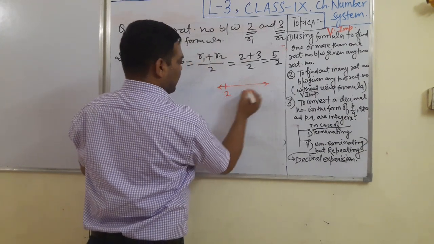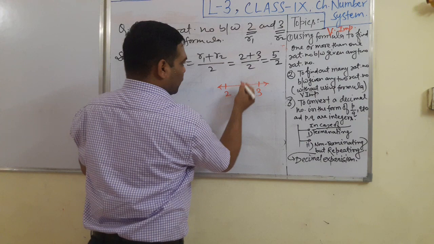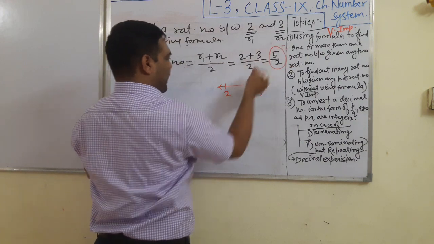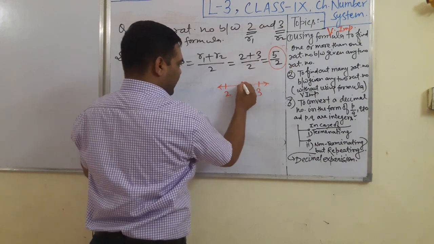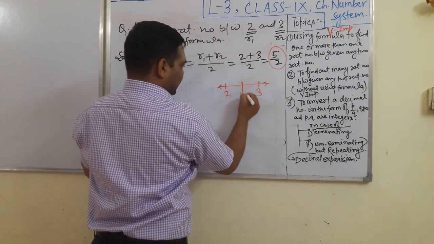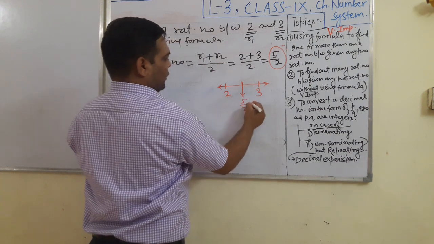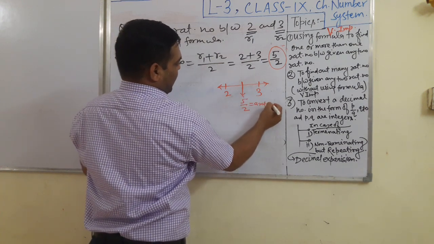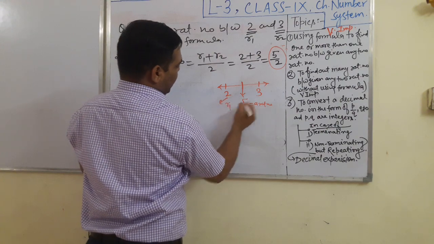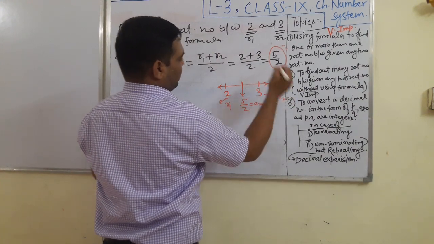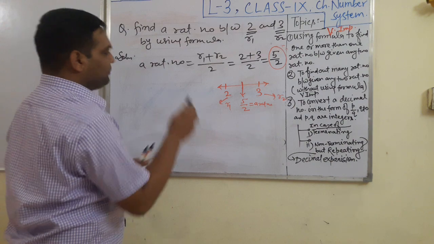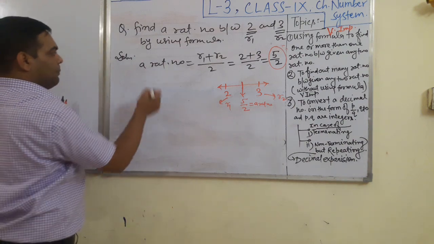Let 2 is here, let 3 is here. So whatever this 5 by 2 has been came, it will come exactly in middle. So this is here 5 by 2, a rational number, and this one is here R1 and this one is here R2.